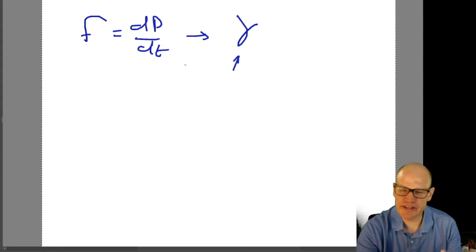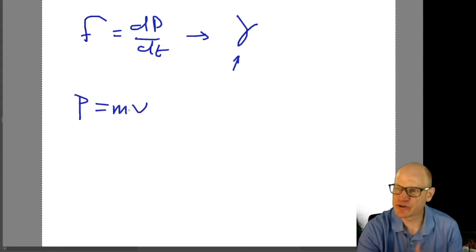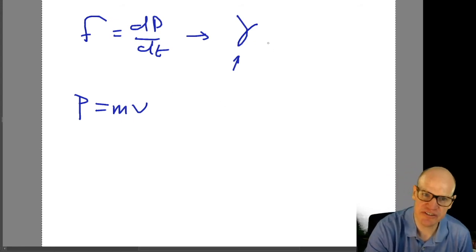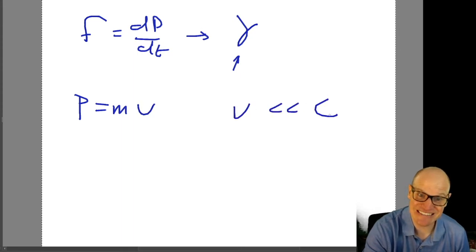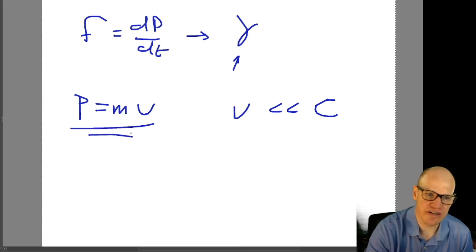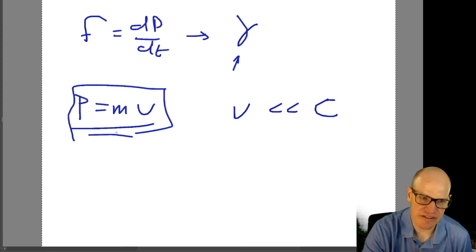So Newton's formulation originally was that momentum was mv, and this was an incorrect formulation. It was a formulation that applies under certain conditions. If you have velocities that are much, much less than the speed of light, then this is correct, or correct enough. But when the velocities approach the speed of light, then this is no longer correct.